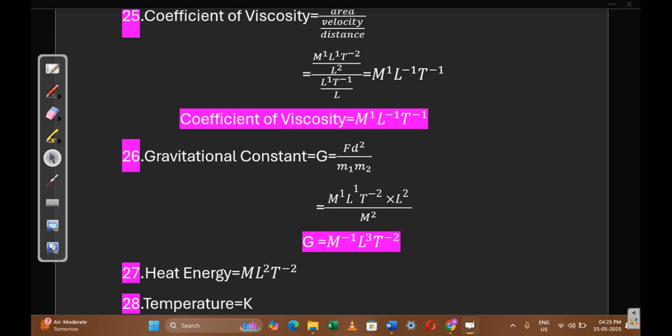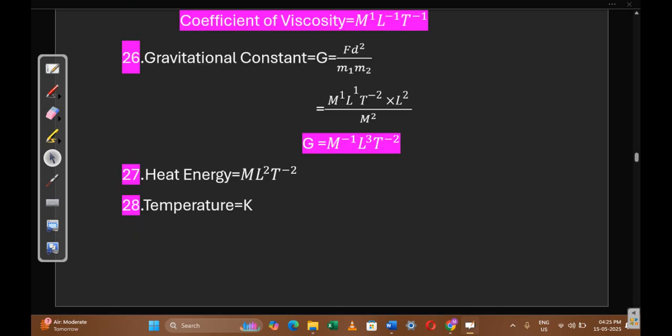Dimension formula of gravitational constant is M inverse L cube T power minus 2. Just now I told that heat energy, whatever it may be, the energy, heat energy, kinetic energy, potential energy, whatever it may be, the energy dimension formula is ML square T power minus 2. And temperature is expressed in K, means Kelvin.